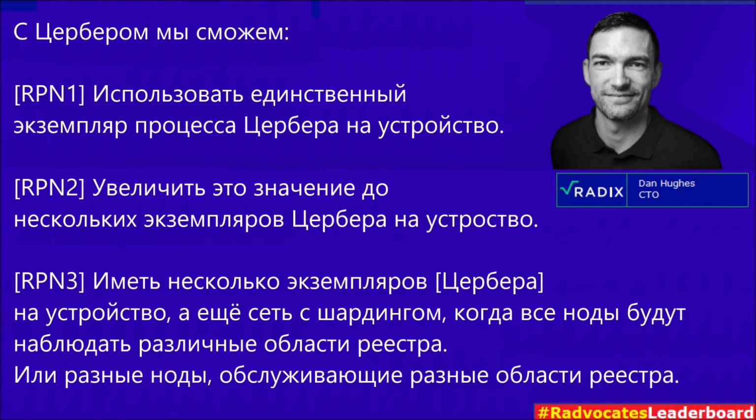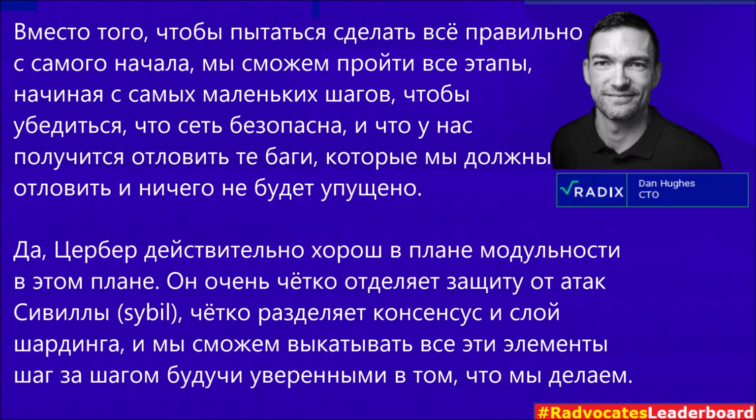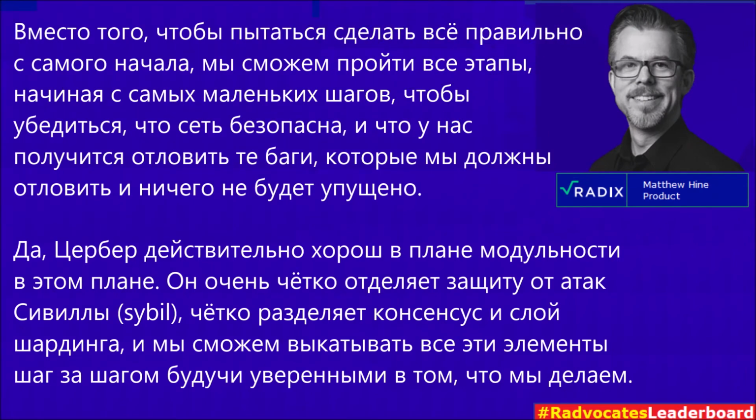With Cerberus, we can go for a single instance Cerberus process per machine, and then we can scale that up to multiple Cerberus instances per machine on a later job once we've done that work. And then the third stage of that is, okay, now we can have multiple instances per machine and a sharded network too. So all different nodes are serving different portions of the ledger, and that's stage 3. Instead of having to do everything right first time, we can baby step it through to make sure that the network is secure and that we are catching things that we should be catching and that nothing gets missed. Yeah, Cerberus is really nicely modular in that way. It very cleanly separates Sybil, it cleanly separates your consensus and the sharding layer, all those things. We can roll those things out step by step and be really confident in what we're doing.